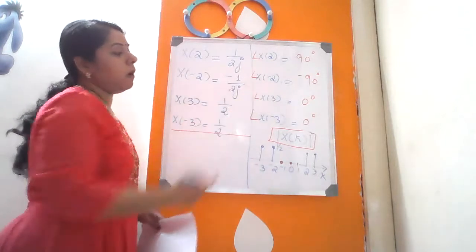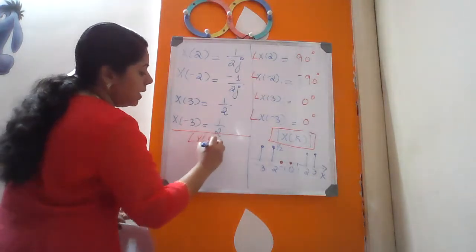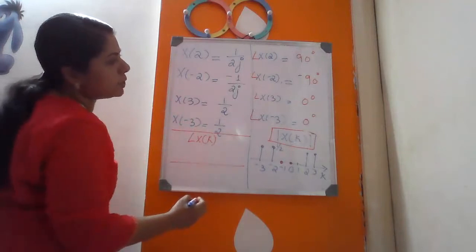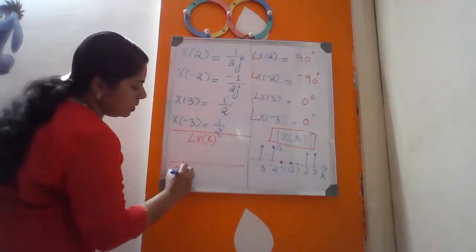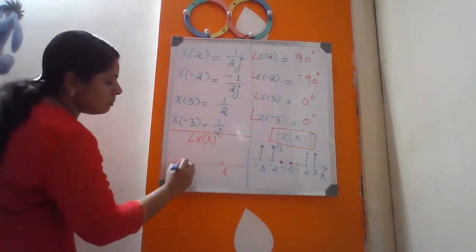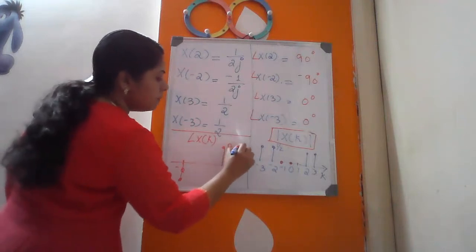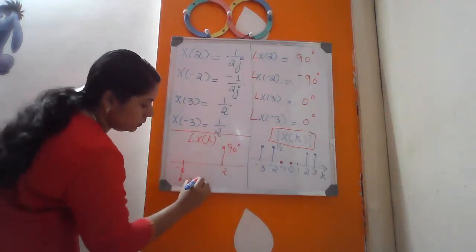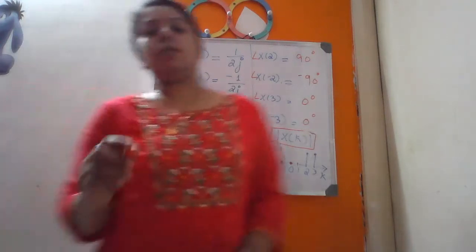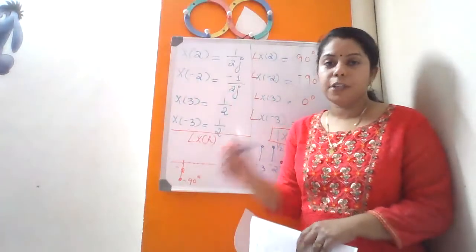Now we can plot this. If I'm plotting the angle or the phase, I'll get it like this. You can see that I have values only at minus 2 and plus 2. At minus 2 it is minus 90 degrees. At plus 2 it is plus 90 degrees. The remaining all are 0. So this is how we plot the magnitude spectra and phase spectra.